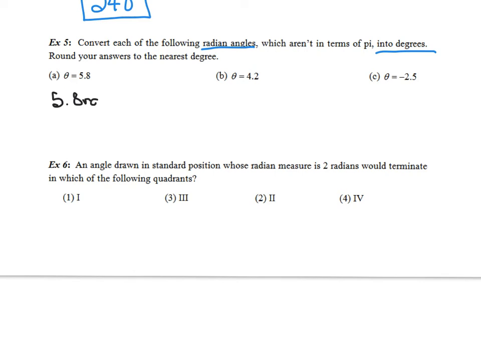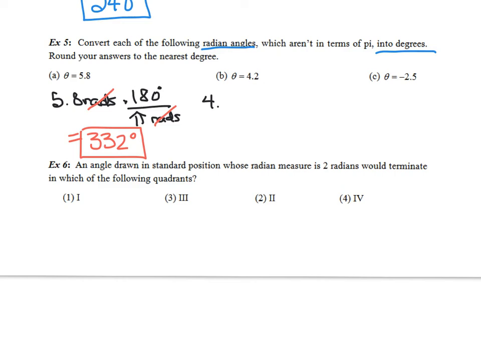So 5.8 radians, we want to get our answer in terms of degrees, so we're going to multiply by 180 degrees over pi radians. Now what actually only cancels here are the units radians. I then am going to go to my calculator and multiply 5.8 times 180, but then divide by the key on my calculator that says pi. So 5.8 times 180 divided by pi. And then we're going to round our answer to the nearest whole number of degrees, so that's 332 degrees.